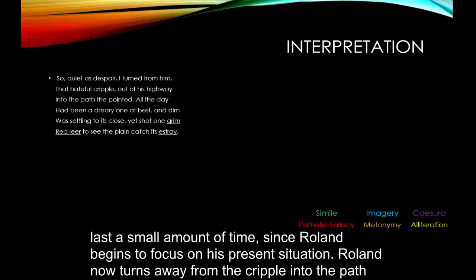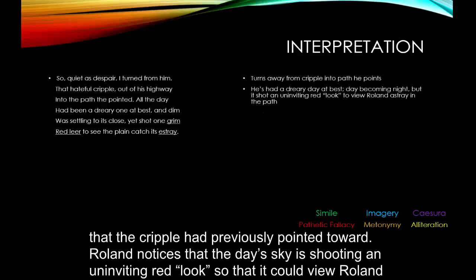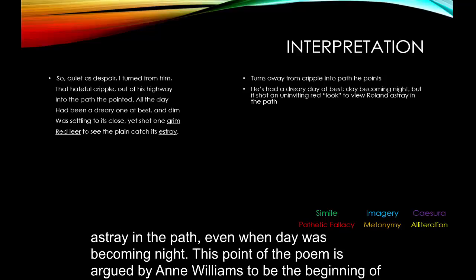These thoughts only last a small amount of time, since Roland begins to focus on his present situation. Roland now turns away from the cripple into the path that the cripple has previously pointed toward. Roland notices that the day sky is shooting an uninviting red look so that it could view Roland astray in the path, even when day was becoming night.